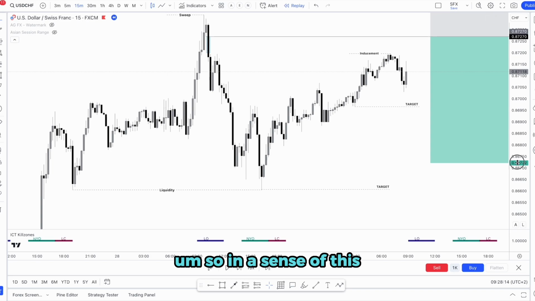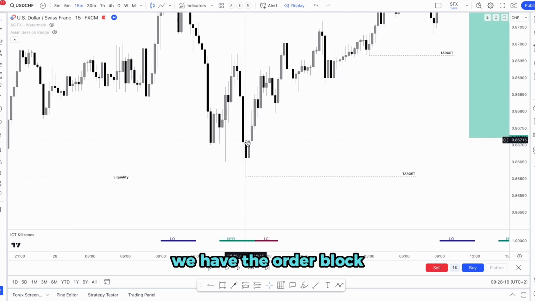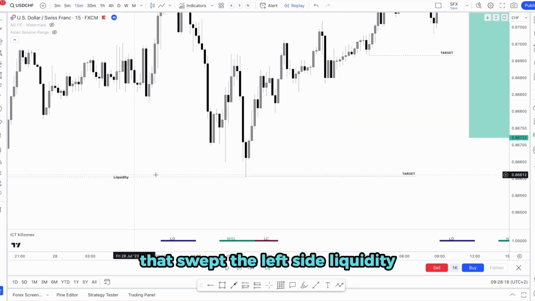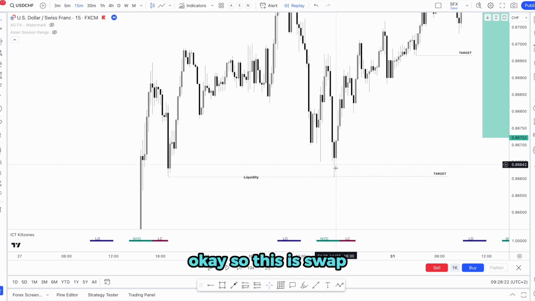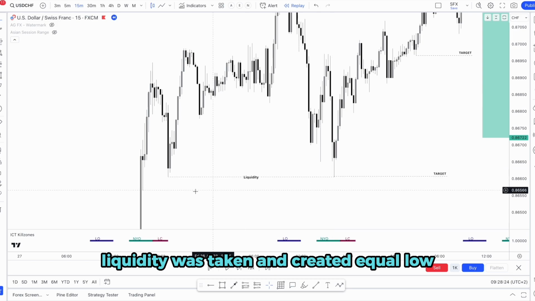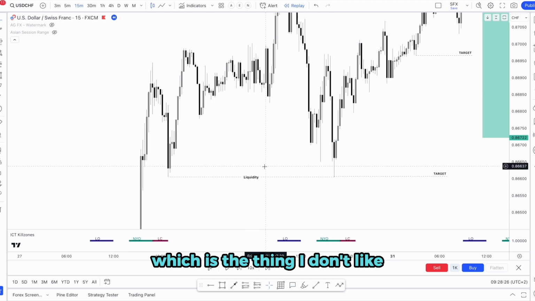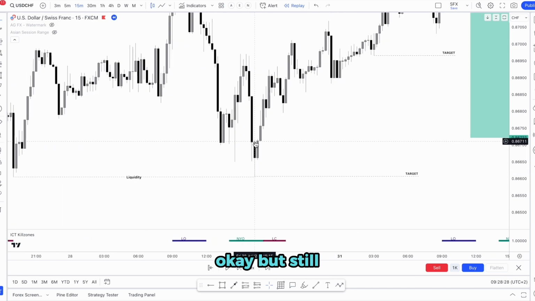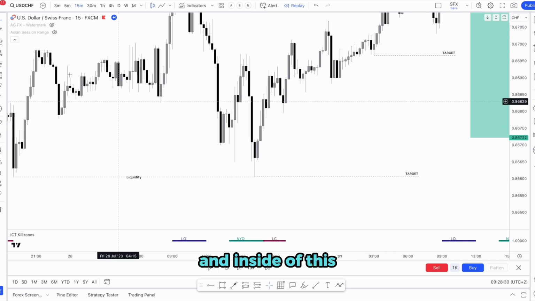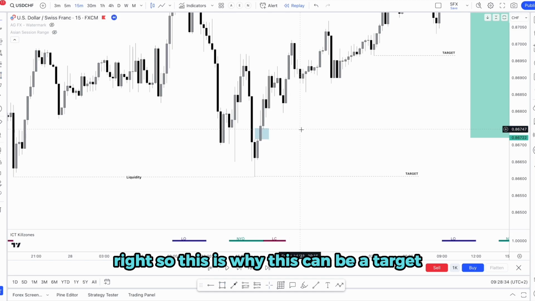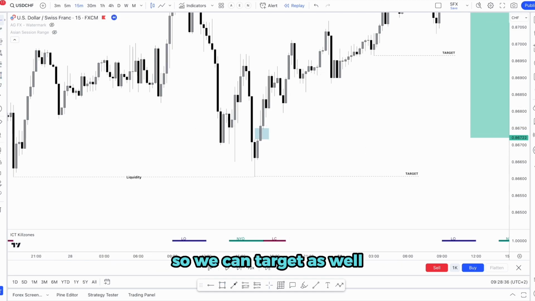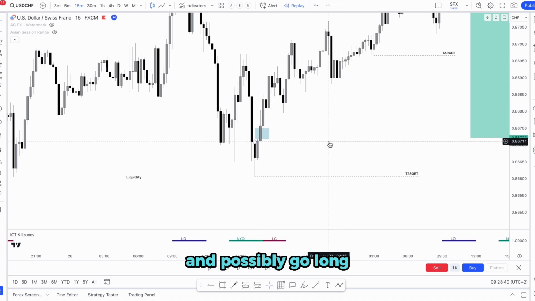So in the sense of this, at the very bottom we have the order block that swept the left side liquidity. As you can see, it swept the previous low. So liquidity was taken and created equal low, which is the thing I don't like. But still this is the order block, and inside of this we have additional imbalance, right? So this is why this can be a target.